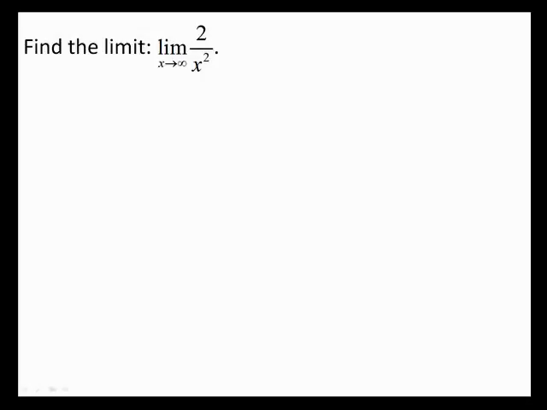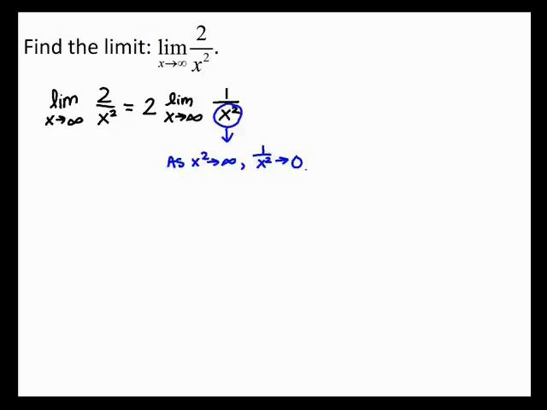Find the limit of 2 divided by x squared as x approaches infinity. To find it, simplify to 2 times the limit of 1 divided by x squared as x approaches infinity. As x squared approaches infinity, 1 divided by x squared approaches 0. So the limit of 2 divided by x squared as x approaches infinity is 0.